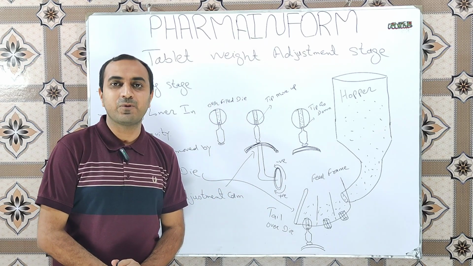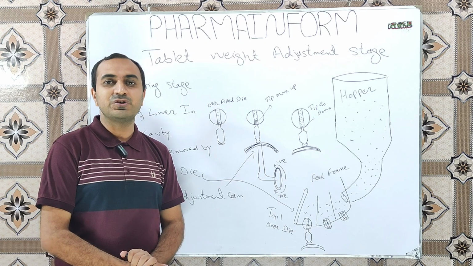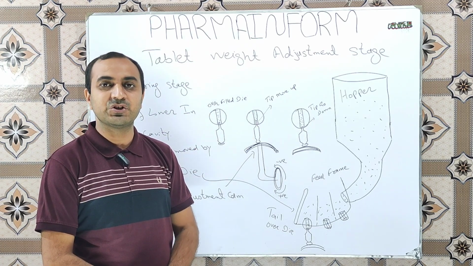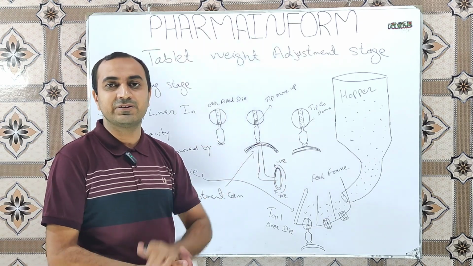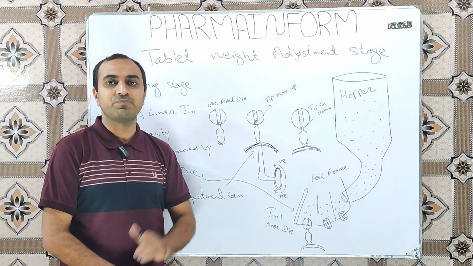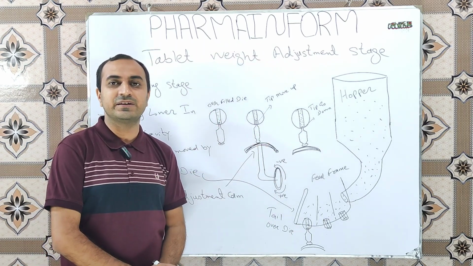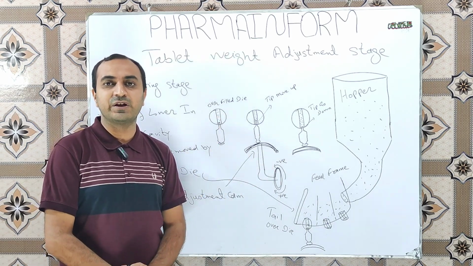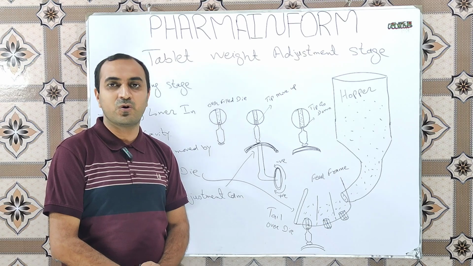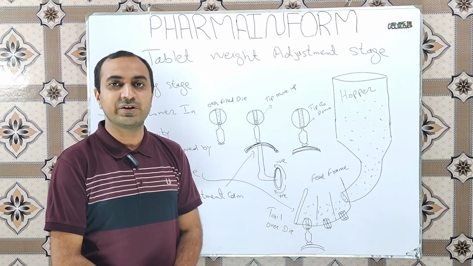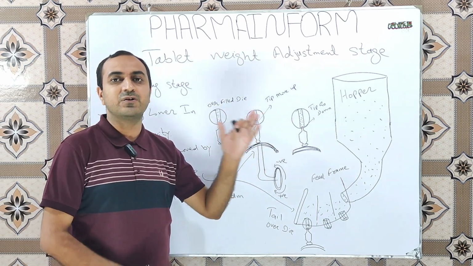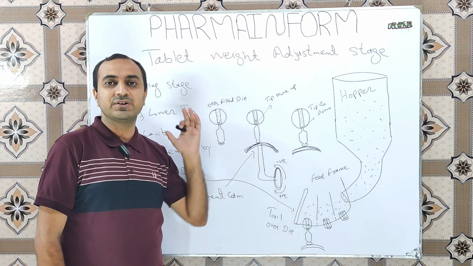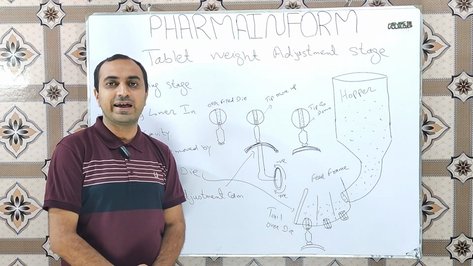Or in advanced types of compression machines, we just add some values on the HMI of the compression machine and our tablet weight is increased or decreased. So how is this weight increased or decreased? By just rotating the weight adjustment knob in the clockwise or anti-clockwise direction, or how is the weight of the tablet adjusted during the compression process by just putting values on the HMI?